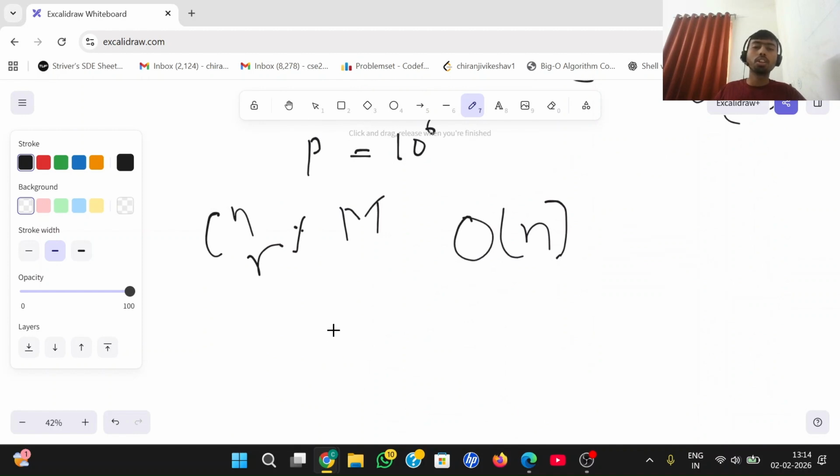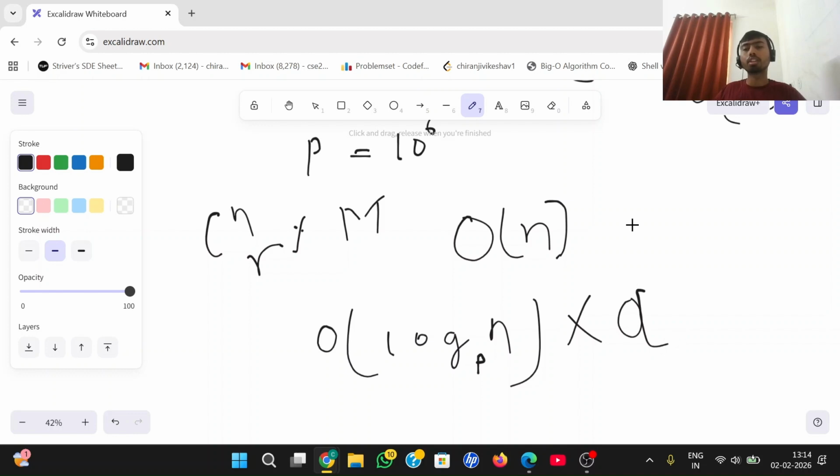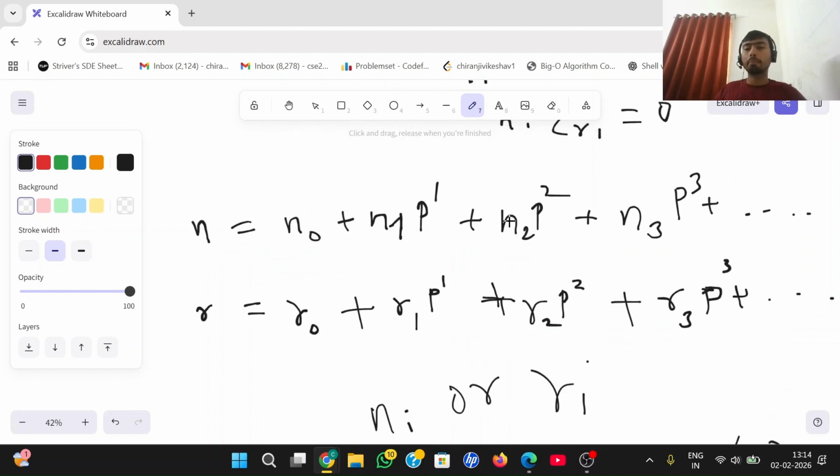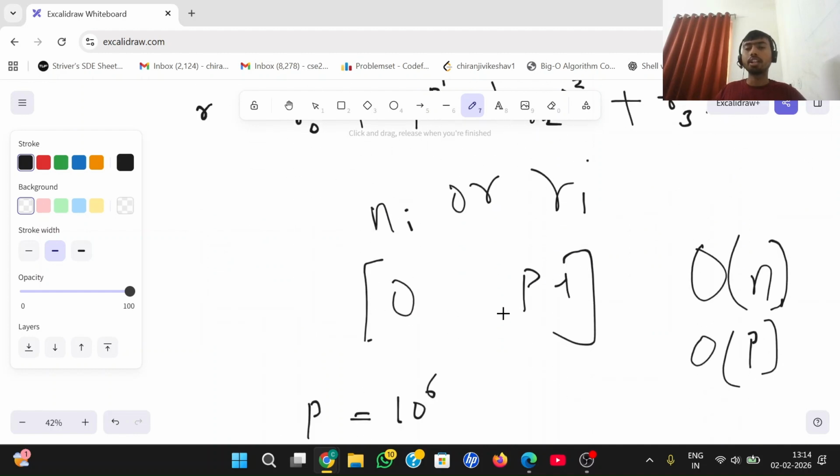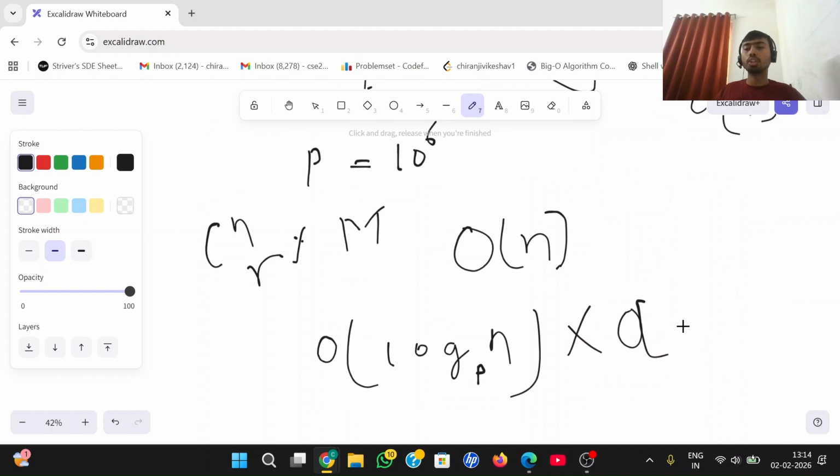It is going to be O of log of n. Okay, you can take base p, multiplied by O of n_i and r_i. And what is that? It is in order of p. So you can write here simply p. So you can see here, using Lucas theorem, you can reduce the complexity of the calculation from O of n to O of p log n.